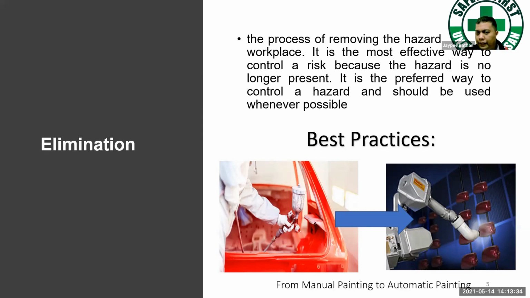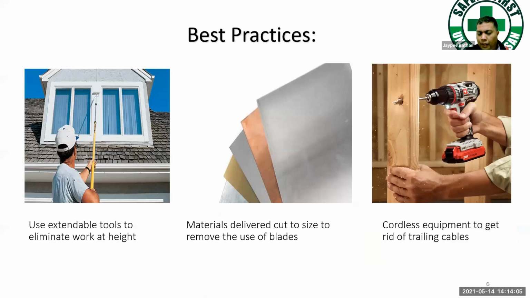Some best practices here in elimination, for example, are going from manual painting to automatic painting. We remove the hazard from this process. Before, with manual painting, we had workers who paint, but later on, with automatic painting, there are no workers, only robots. And these are some best practices.